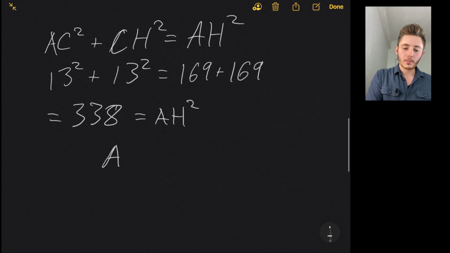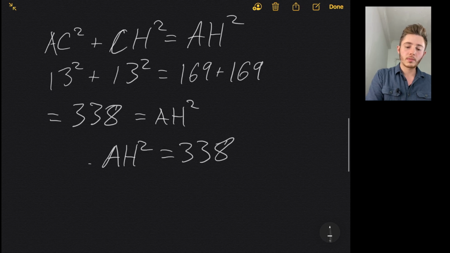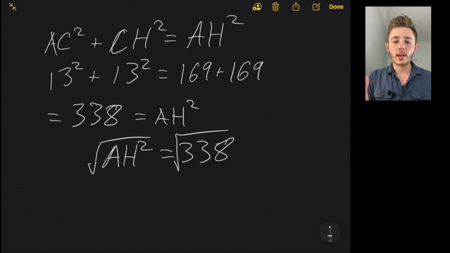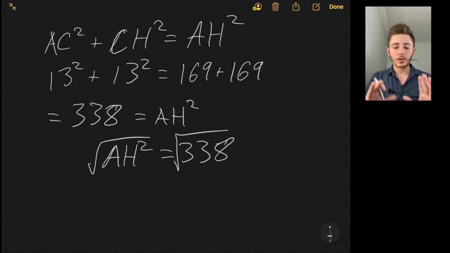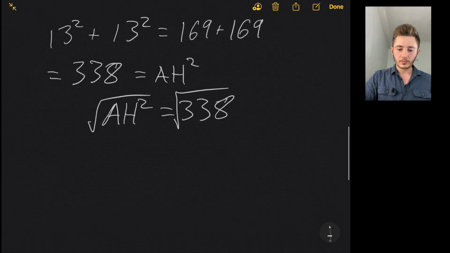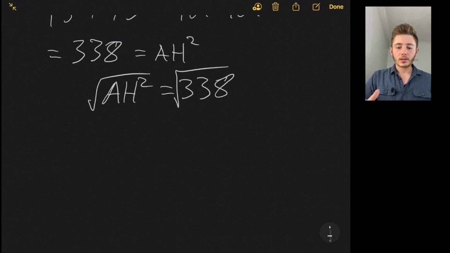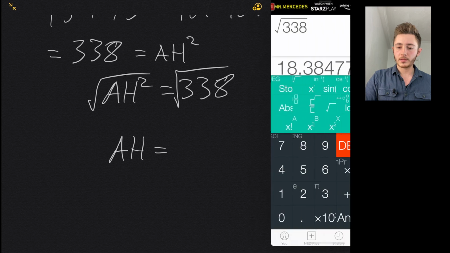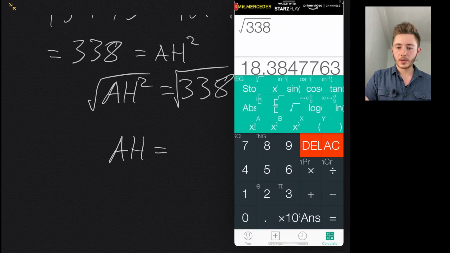Let's write that more clearly again. So we've got AH squared equals 338. Again, we'll take the square root of both sides. Then we just want to think, is 338 a square number? If you're not sure, pause it, work it out for yourself. Okay, 338 is not a square number. So let's say AH equals, and we're going to need a calculator for this bit. The square root of 338 is 18.384.